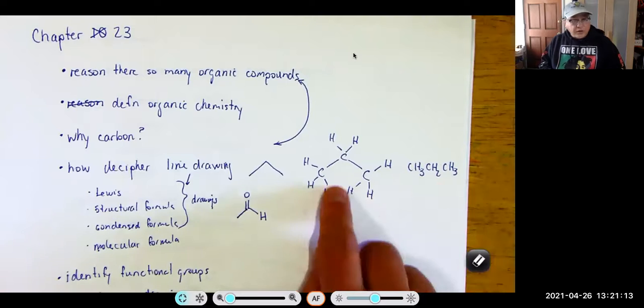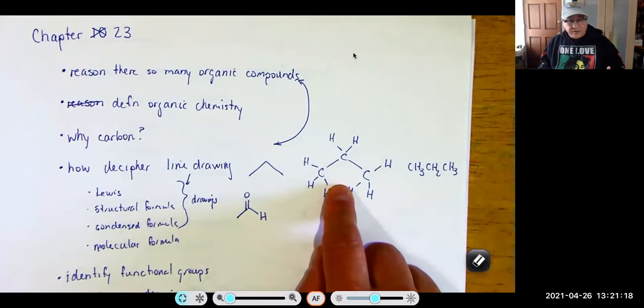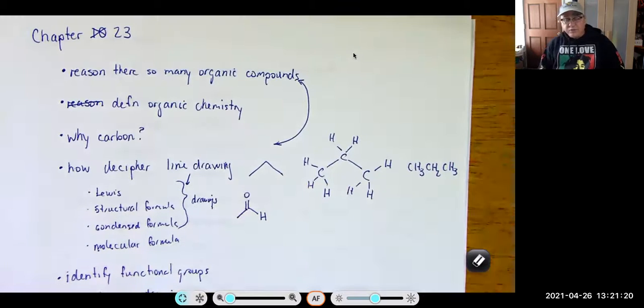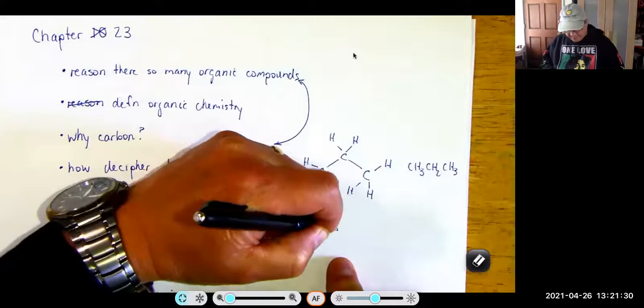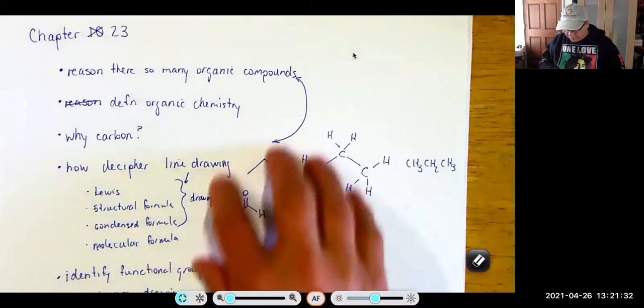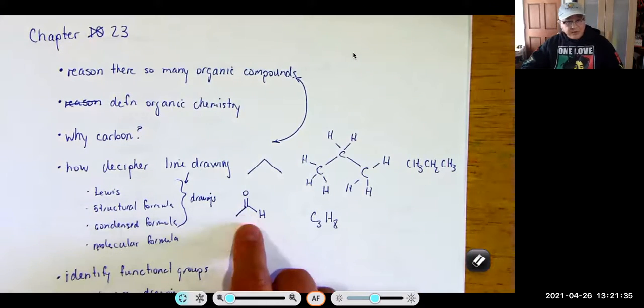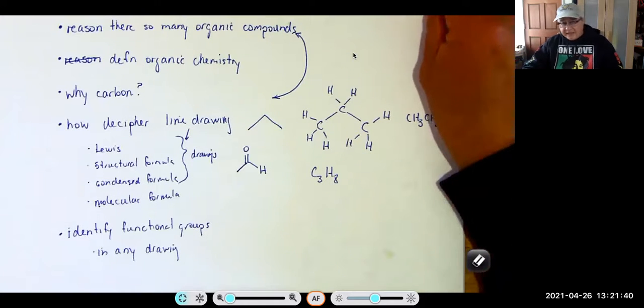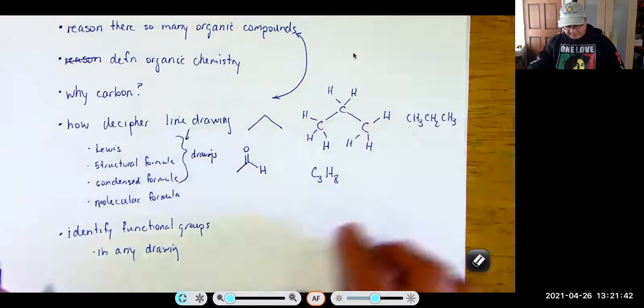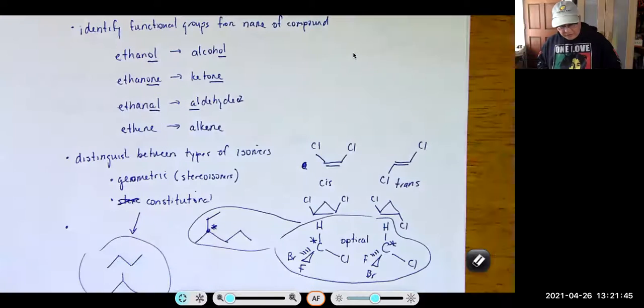Now, this is a Lewis drawing and a structural formula. These differ only by lone pairs. If you have lone pairs, you would see them in a Lewis structure, but you don't see them in a structural formula. And of course, the molecular formula for this is C3H8. So you want to be able to go back and forth between these. This one is kind of left for you to play with. You want to be able to identify functional groups in any type of drawing that we may draw. You want to be able to also identify functional groups from the name of the compound.